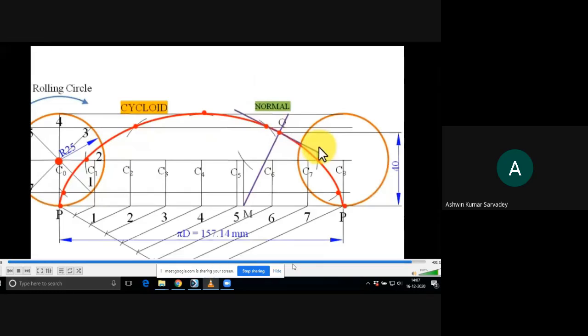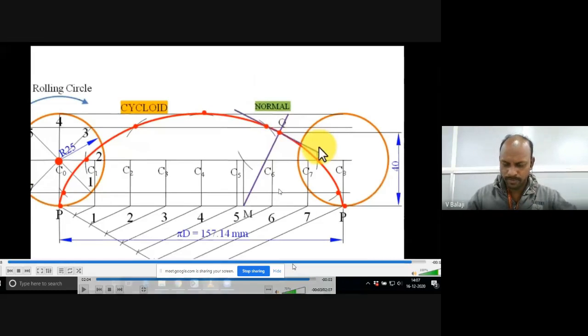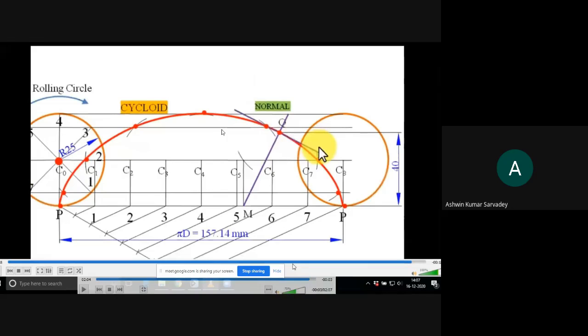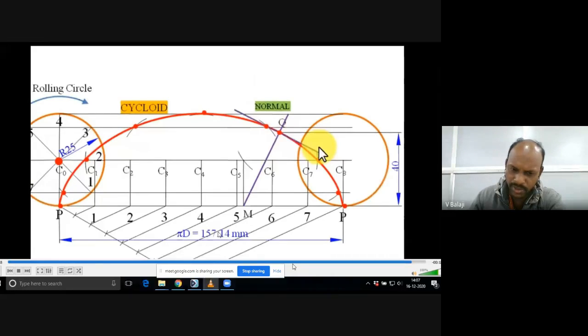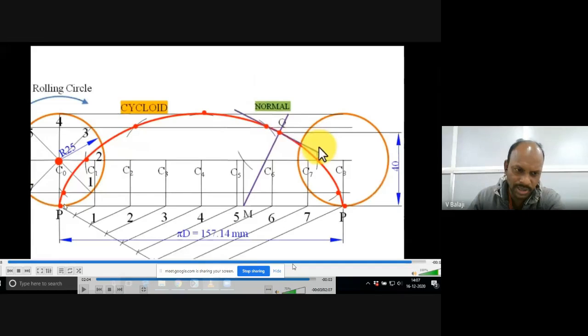Sir, in the question they will give the d value, sir. Here pi d is equal to 157.14, you take now. Okay, listen carefully. This we need to calculate. Nobody will give it to you. The diameter is initially given, 25 or 50 diameter, right? For one revolution, pi d is the formula. You need to calculate. Only the diameter will be given in the problem.